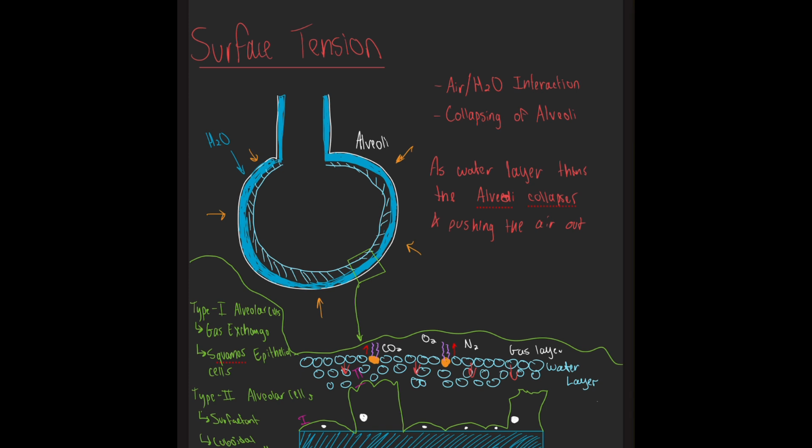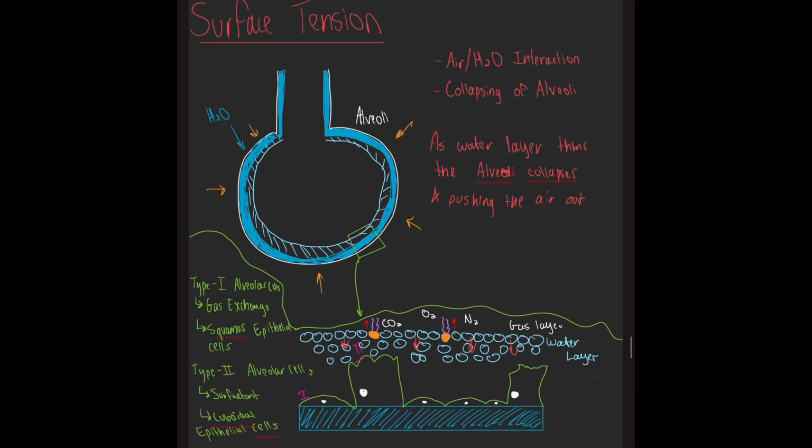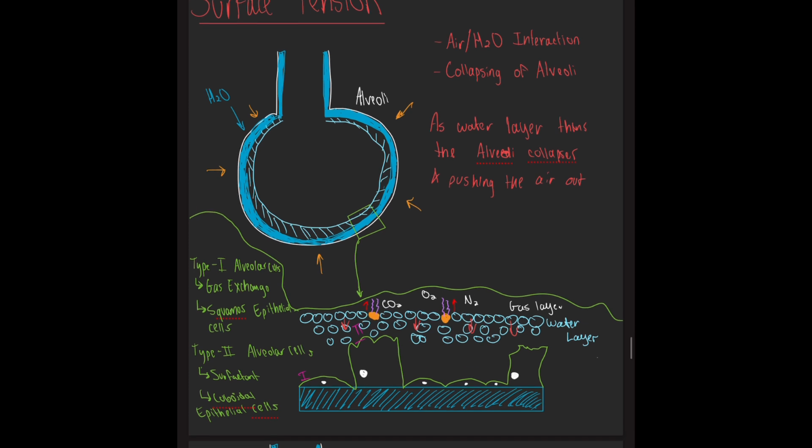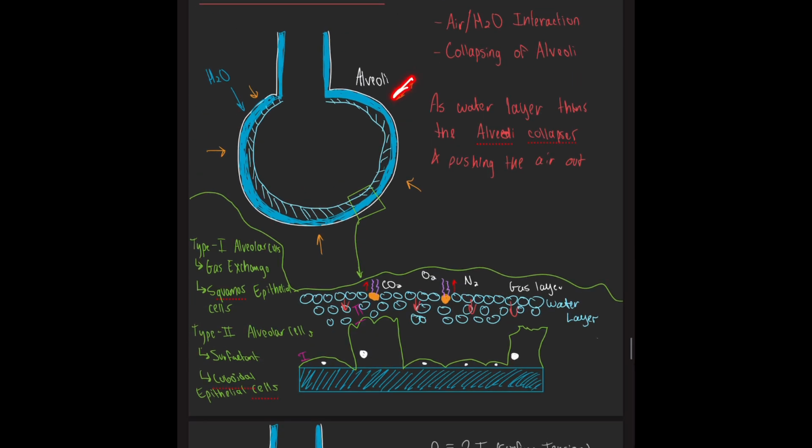Then we'll get into surface tension. Surface tension is super cool. I really enjoyed learning this and its relation with surfactants. So, like I talked about a little bit before, surface tension is the relationship between air and water in the alveoli. The whole goal of the hydrogen bonds formed between these water molecules is to thin out and cause the collapsing of the alveoli, right? Moving it in like we drew here.